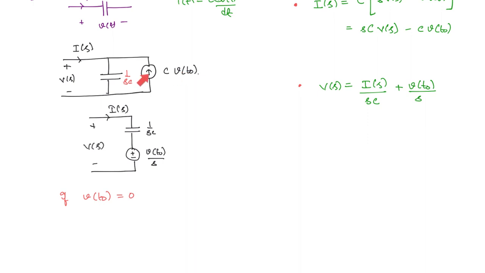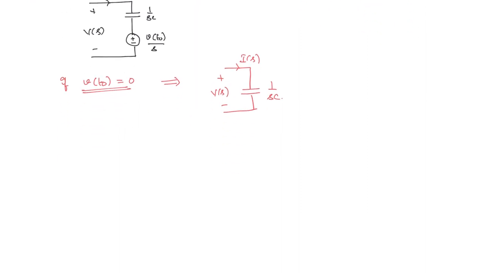So the current source will become open circuited and this voltage source will become short circuit because no voltage is being given. So in that case, what will be the equivalent circuit? Simply a capacitor. This is V of s, this is I of s, and here we have 1 by sC. Okay. So this is only if the initial voltage is 0. Remember this. Next, the inductor is going to be somewhat similar to the capacitor in that it will depend on the initial values.